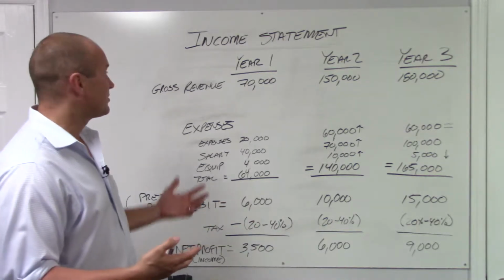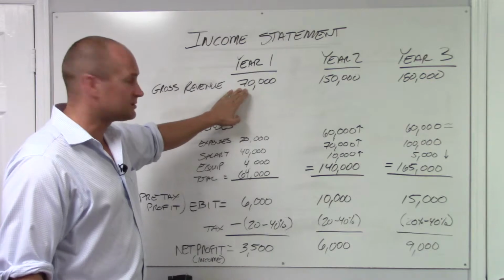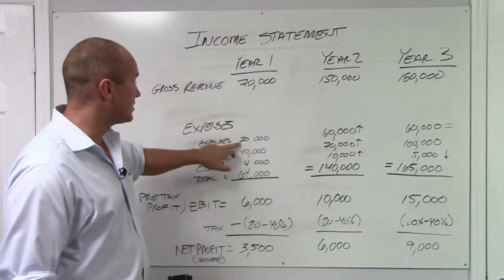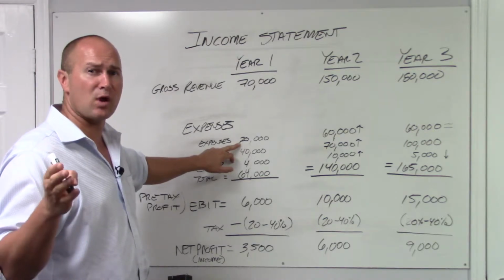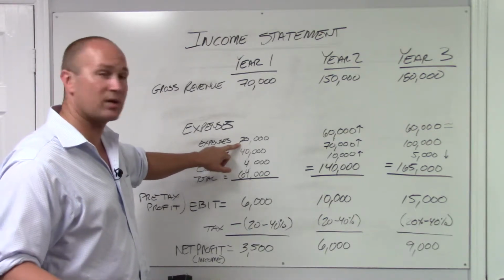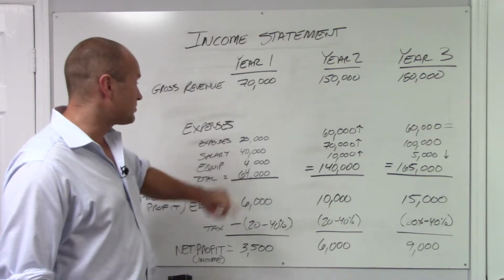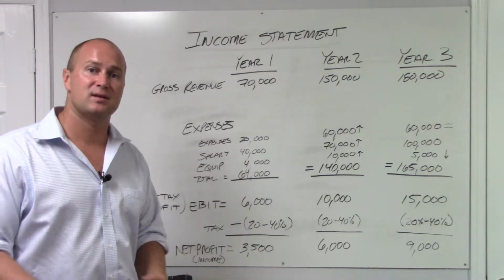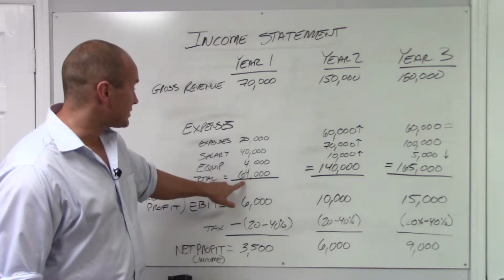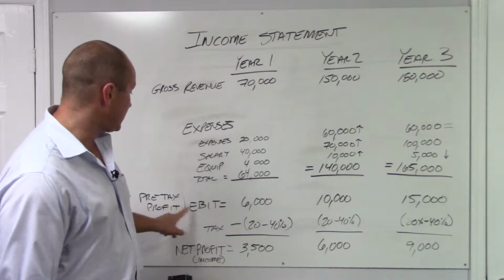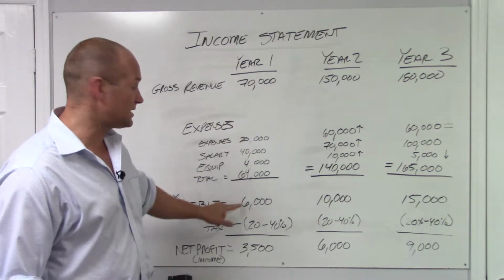Okay, so let's go over a year 1 example. We'll stay with the same numbers initially. We generated $70,000 in sales. Your expenses: you're in a small 1-room place just leasing out for 1 year, so your expenses are going to be $20,000. You're going to pay yourself a salary of $40,000. You spent $4,000 on equipment, anything, name it. So your total expenses are $64,000. Your pre-tax profit, or your EBIT, is $6,000.